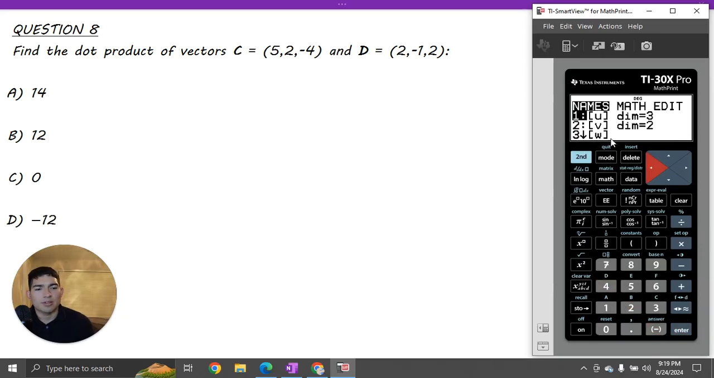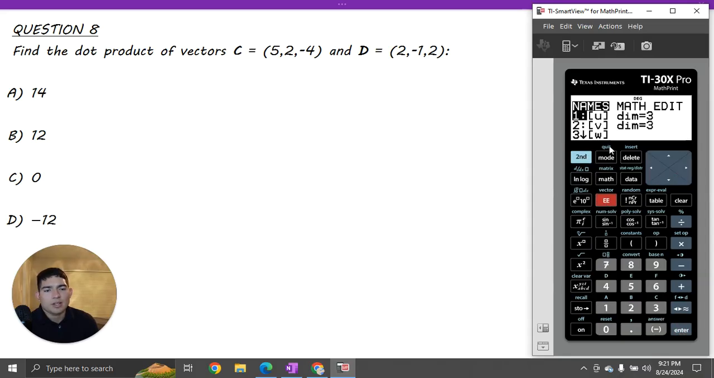Then we go back to this main screen for vectors. We'll go to our second vector, make it 3 dimensions, and this time it's going to be 2, -1, and 2 as the components. From here, I'm going to hit second and then hit quit to go back to the main screen. Then I'll go back to the vector operations, go to the math tab, and I'll grab that dot product.